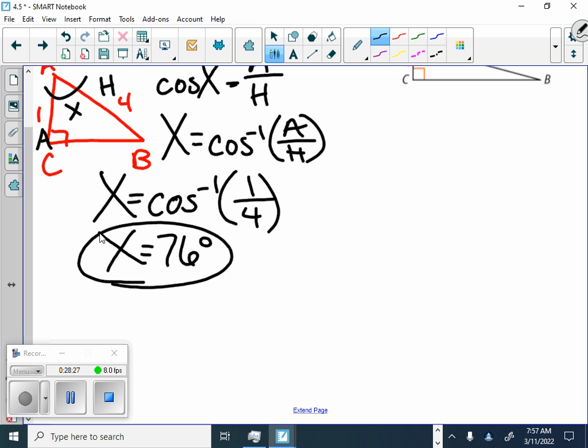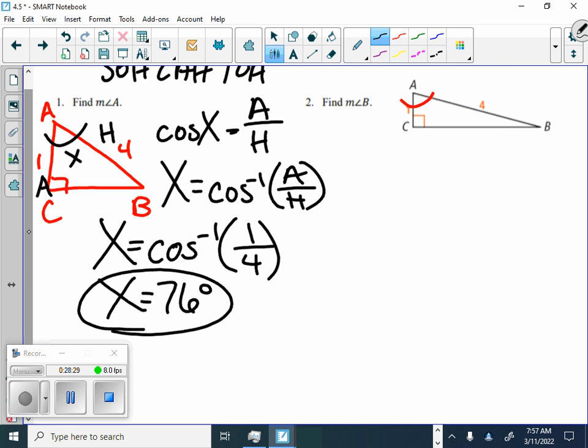Okay? Alright, and then for 2, going back to this triangle, now I'm looking at angle B. So just like before, ask yourself how 1 and 4 relate to angle B. So 1, opposite, adjacent, or hypotenuse? Opposite. What is 4? Hypotenuse. I have opposite and hypotenuse. Which trig ratio am I using? Sine. Good, from your SOHCAHTOA.